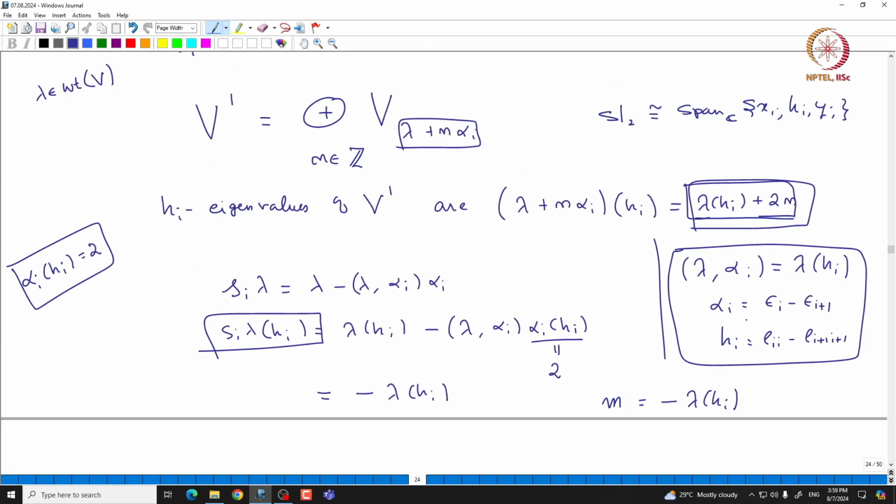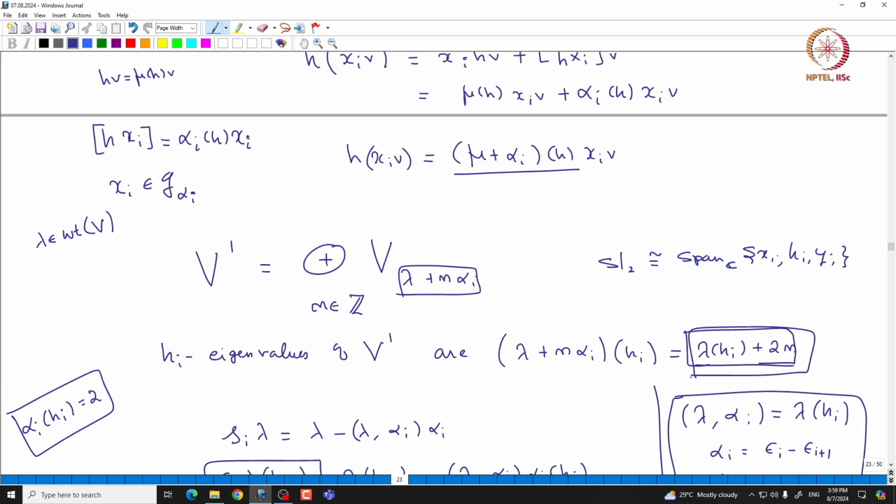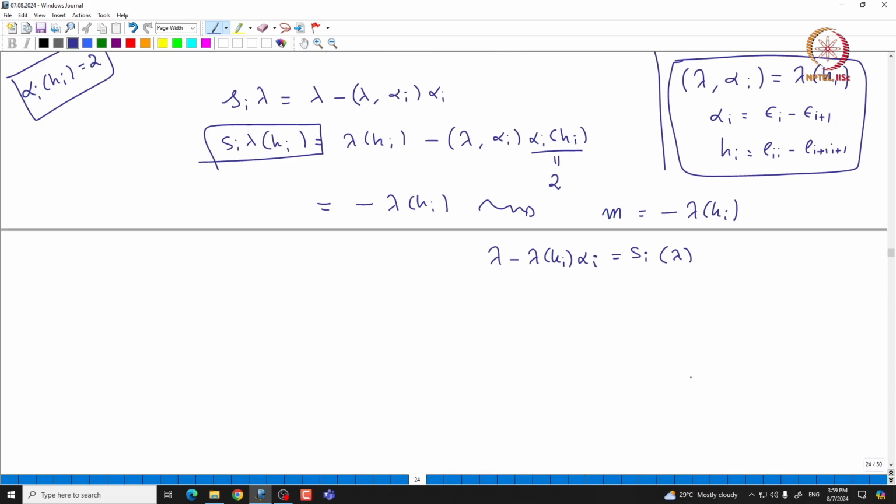That means the weight with h_i eigenvalue minus lambda of h_i corresponds to the weight lambda minus lambda of h_i times alpha_i, which is nothing but s_i of lambda. We already know from SL2 theory that if k is an eigenvalue of H, then minus k must also be an eigenvalue of H. So there is a symmetry of all the eigenvalues of H. Using that we can immediately conclude that if lambda is a weight, then lambda minus lambda of h_i times alpha_i must be a weight.